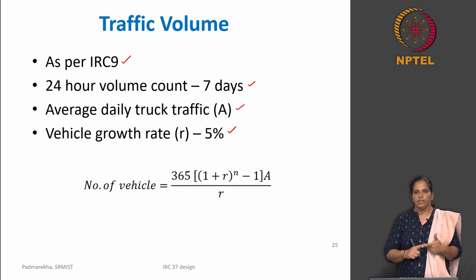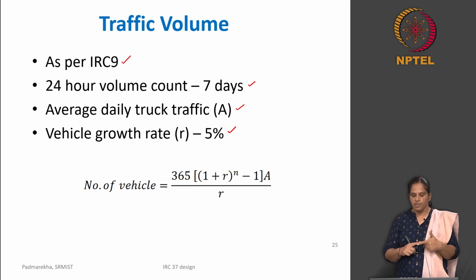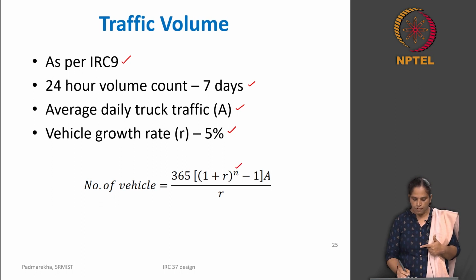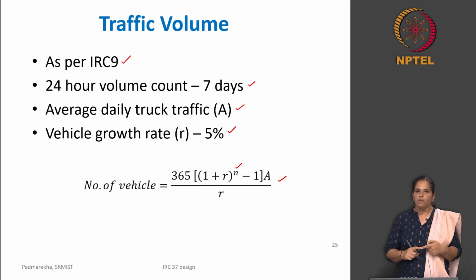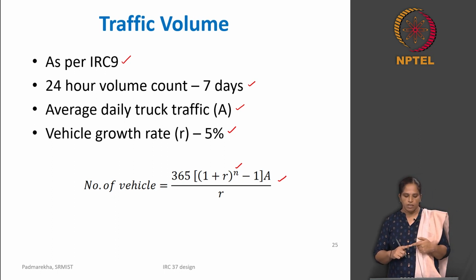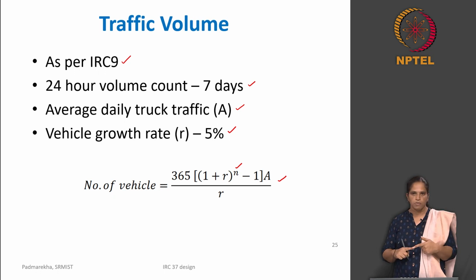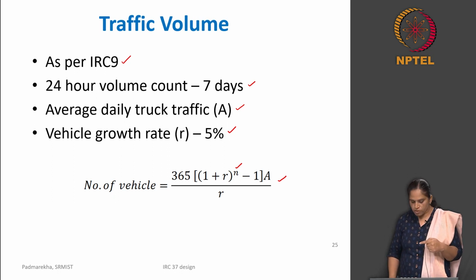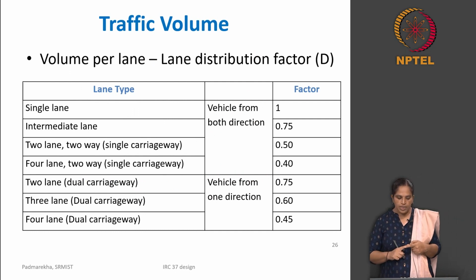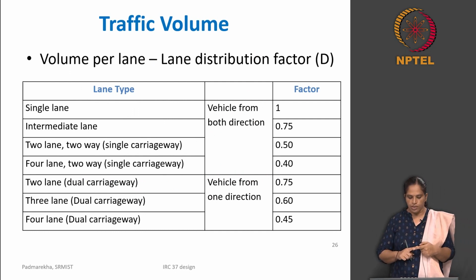Now the number of vehicles that act on a pavement throughout its design life of n years is given by this expression: 365 into (1 plus r) to the power n minus 1, into A, divided by r. Here r is the growth rate, n is the design life and A is the average daily truck traffic. Now if the number of lanes is more than 1, this total number of vehicles will be laterally distributed. So the lateral distribution factor is the next factor to be considered, and it governs the number of vehicles per lane. So this is the IRC suggested lane distribution factor or lateral distribution factor.